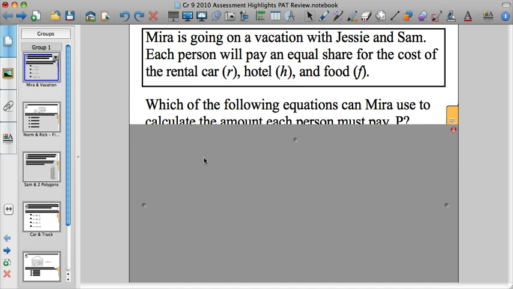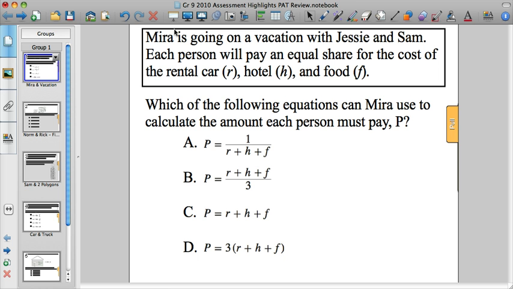And then the question on this one is, which of the following equations can Mira use to calculate the amount each person must pay? So they can't even answer this question without looking at all of the multiple choice questions, but you can make sure through your discussions that they know that there's 3 people and they're going to have to share it, which would ultimately be dividing by 3, and then analyze the multiple choice options. And again, a reminder that on the poll tab the answer is right there.